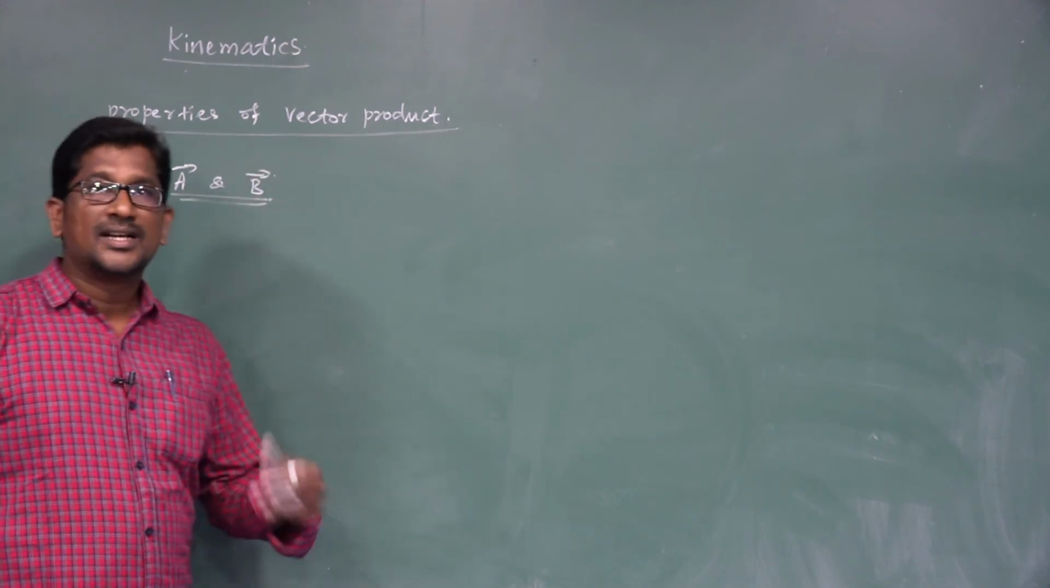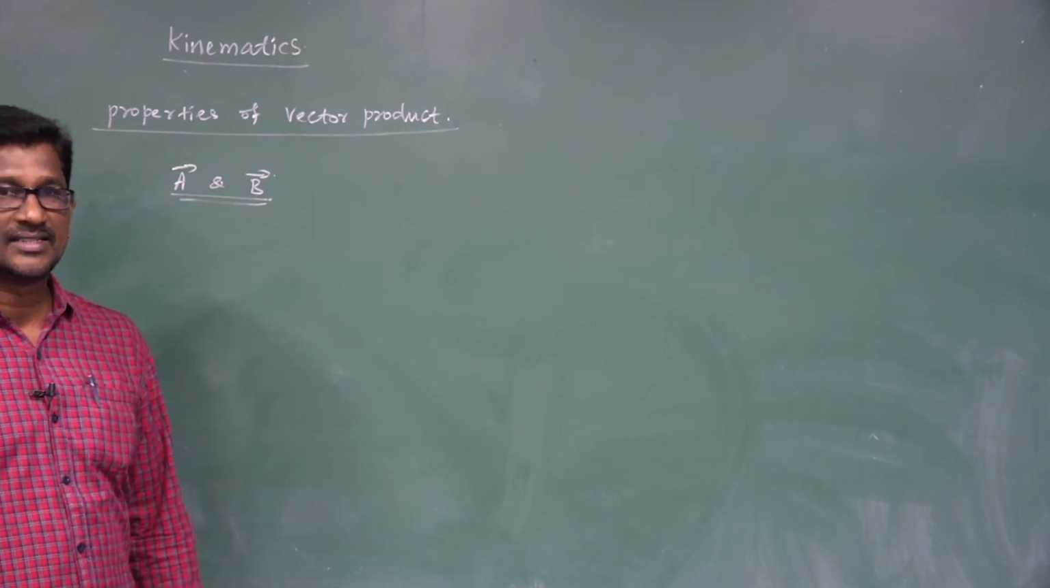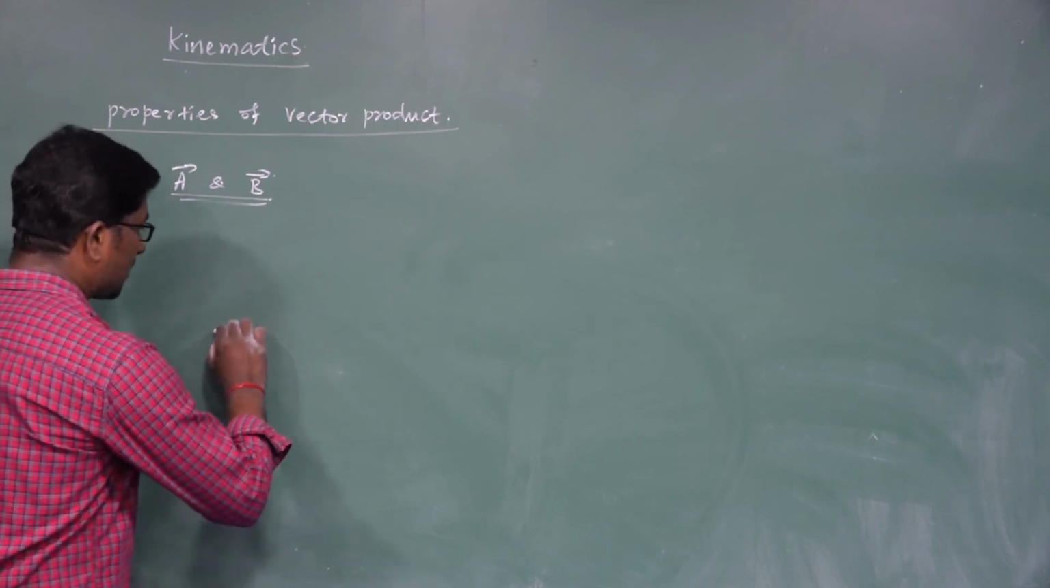Right, A vector and B vector are the two vectors. They are considered as the two adjacent sides of a parallelogram. Suppose this is a parallelogram.